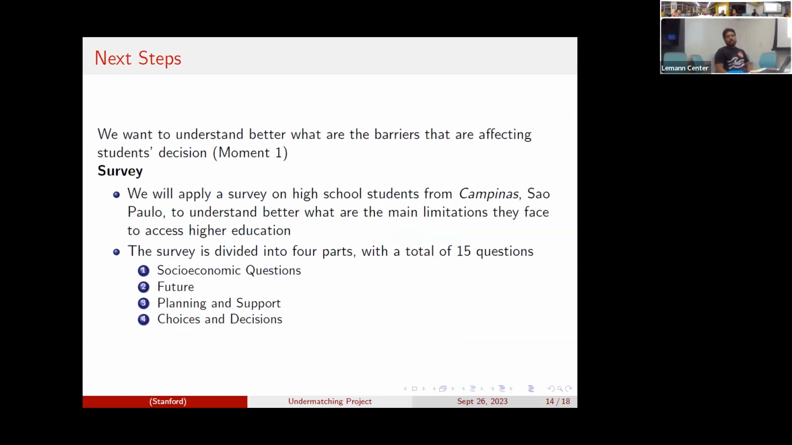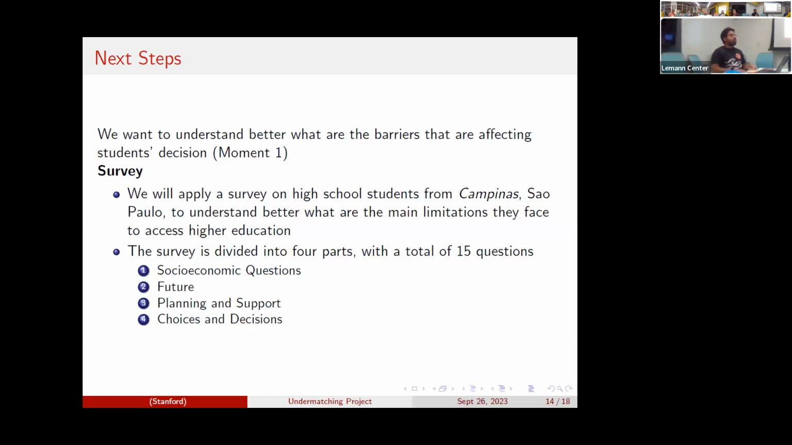And in terms of next steps, the first thing we want to discuss a bit more is the moment one decision. Before doing any kind of intervention in the future, we want to talk with the students. We're going to apply a survey to high school students from Campinas in the São Paulo state to better understand what exactly the limitations are. The literature points out a number of things that can affect their decision to apply or not.